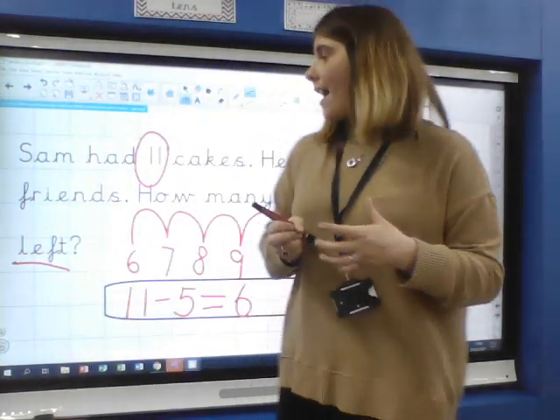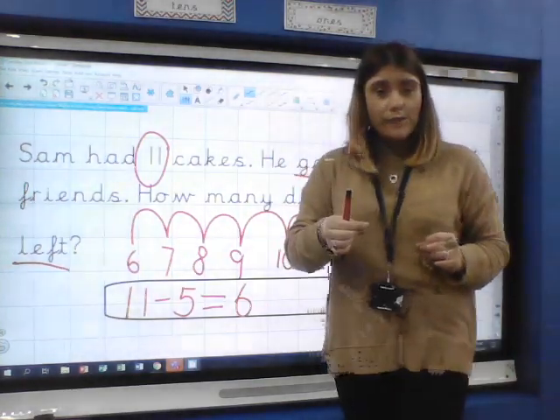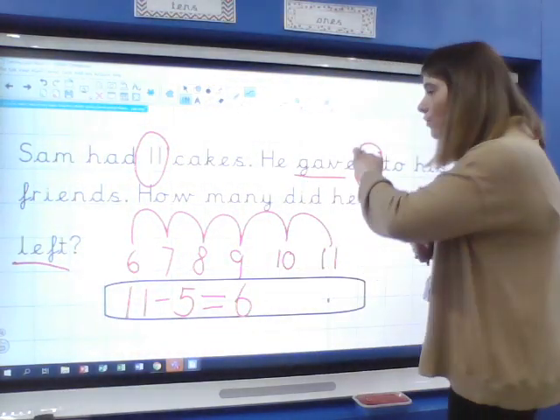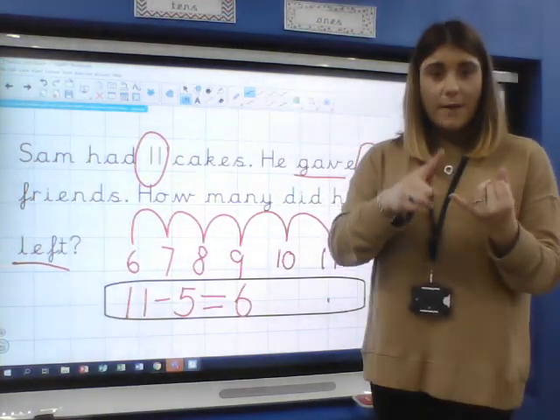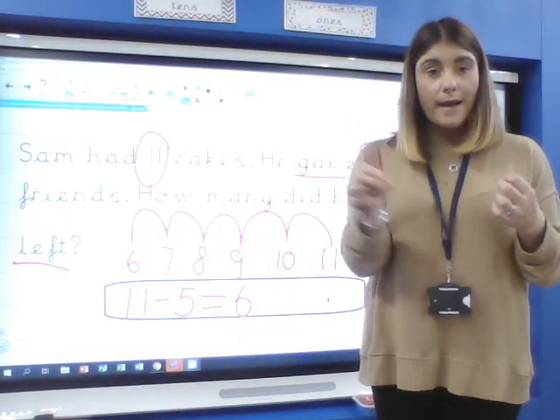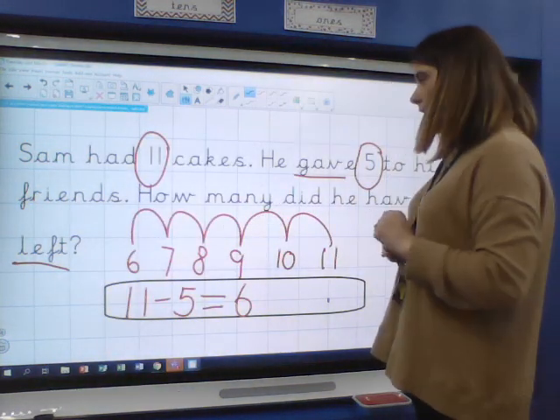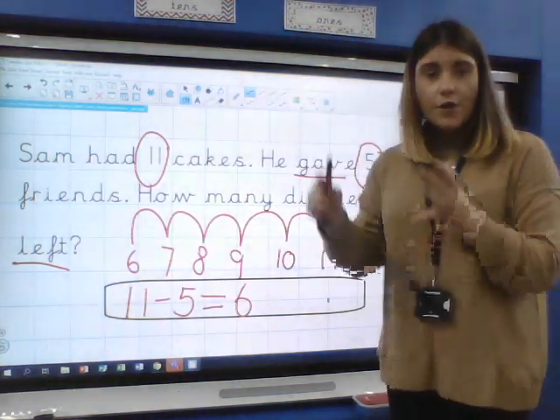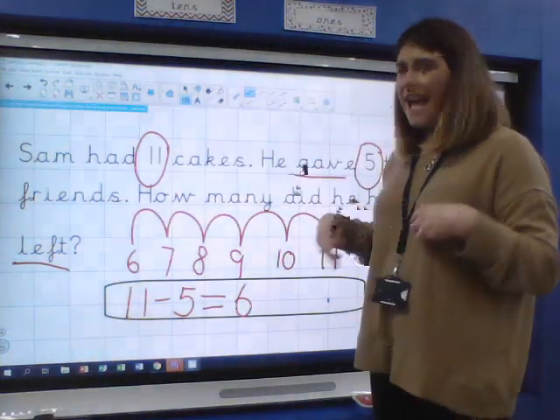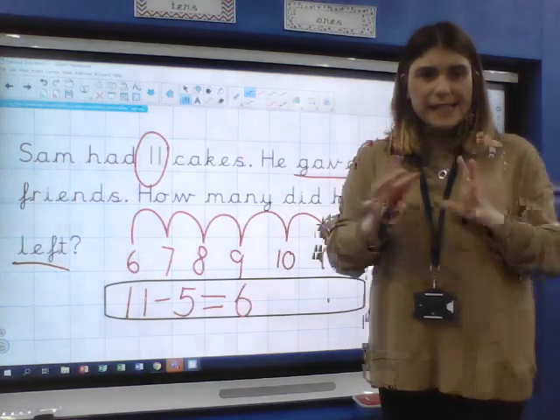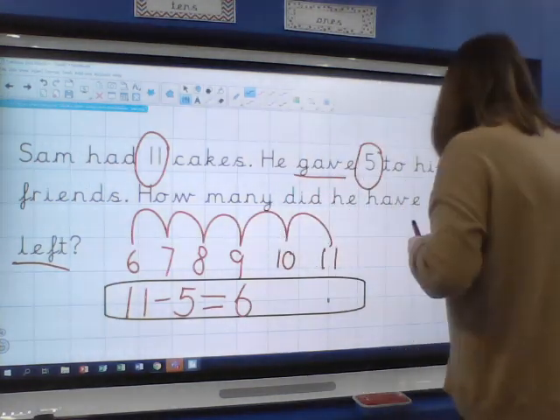You could also try drawing 11 cakes and crossing 5 out if you don't want to do a number line, or you find it tricky to count back in your head. So there are lots of options. We can solve it in our head, we can do it pictorially by drawing it, or have a go at using the number line. Okay, so 3 important steps were: read the problem, highlight the important information, the numbers, and think about if the problem's asking me to add, take away, or maybe even multiply or divide.